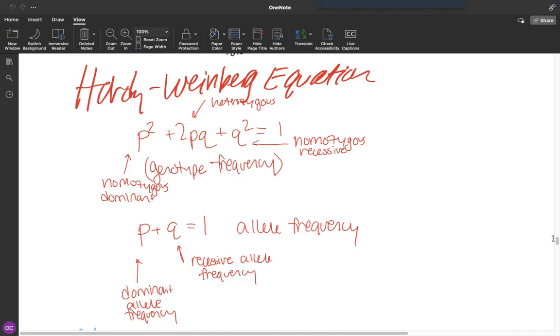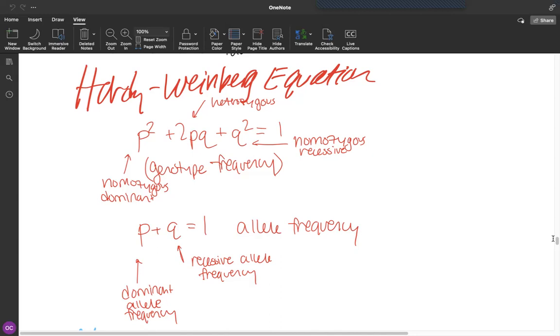And maybe you might be able to make some sense of this beyond just memorizing the equation. So when we say homozygous, we're talking about the same allele, right? So p squared just means p times p. So we have the same allele. Same thing with q squared. And then for heterozygous, we have 2 different types of alleles. So we have p and q.